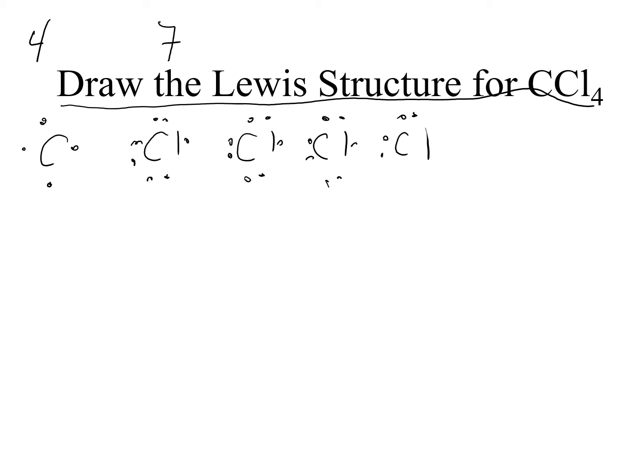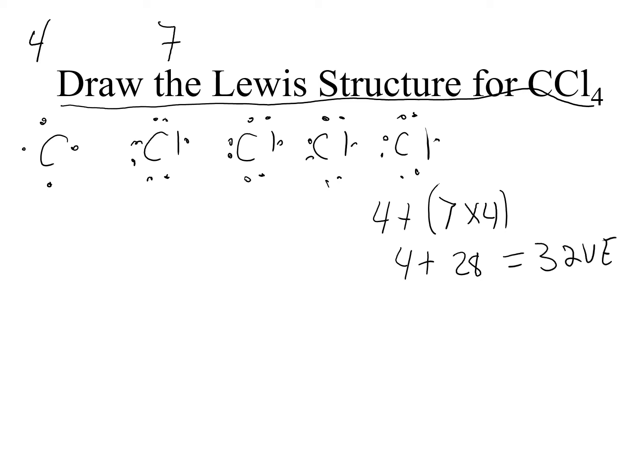All right, we're on our last chlorine with 7. We want to count the total number of valence electrons. So we have 4 for carbon plus 7 for chlorine. There's 4 chlorines, so let's just multiply 7 times 4, which is 28. So we have 4 plus 28 gives me 32 valence electrons total.